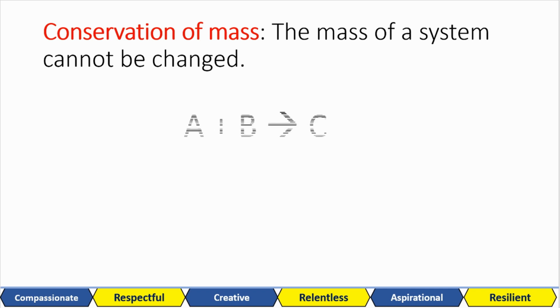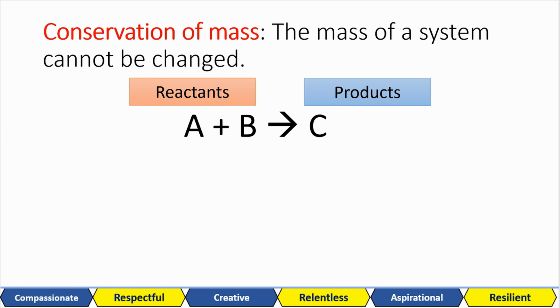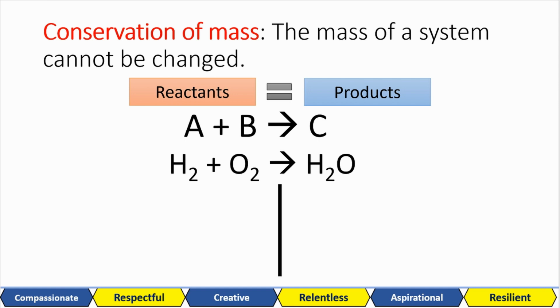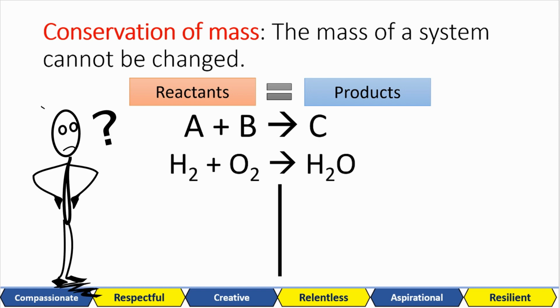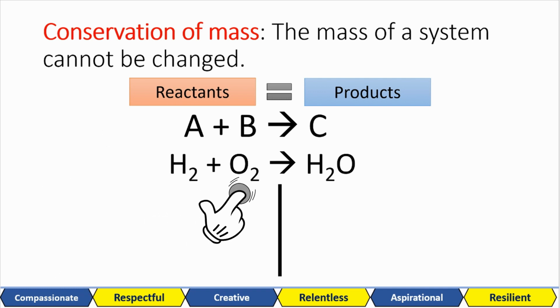Let's look at this hypothetical reaction. A and B react together to produce C. Your arrow points away from your reactants and points towards your product. According to the law of conservation of mass, the mass of our reactants is equal to the mass of our product. Let's look at this reaction. Does it obey the law of conservation of mass? Well, we can find this out just by counting the number of atoms we have of each element on both sides. Start by writing out the equation.